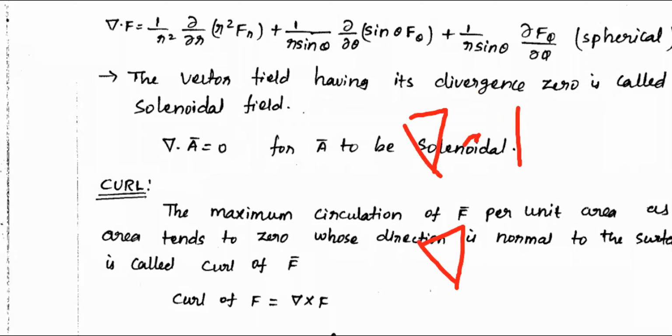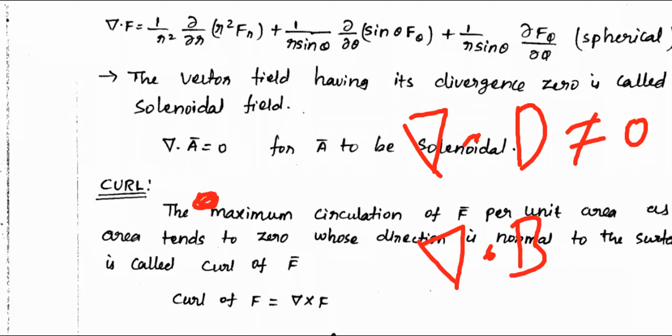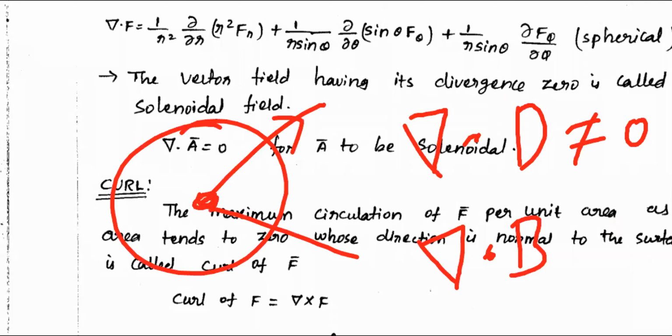I will put D here, and here I will put B, del dot B. Say this is what? Electric flux density. This is magnetic flux density. And definitely this is not zero, because we have seen once if we have some charge, definitely something is going outside.